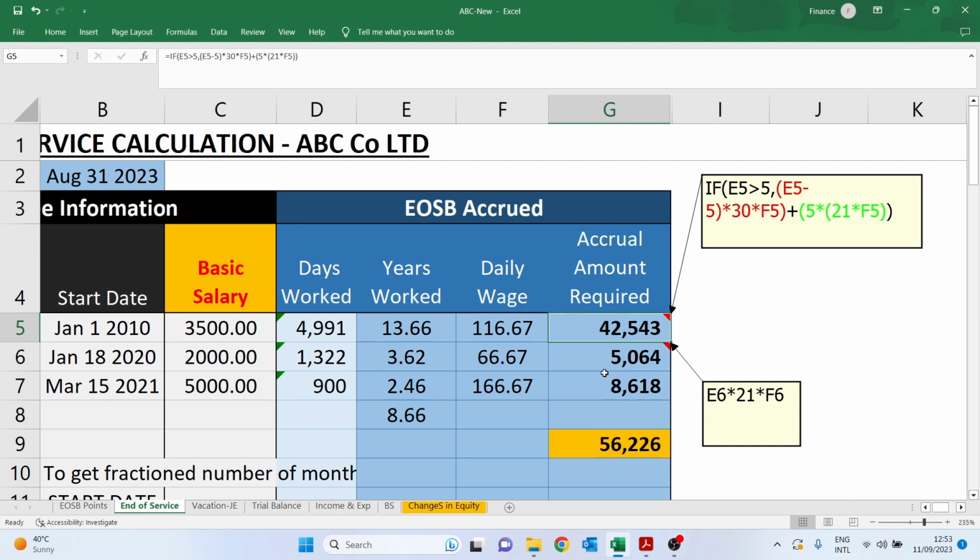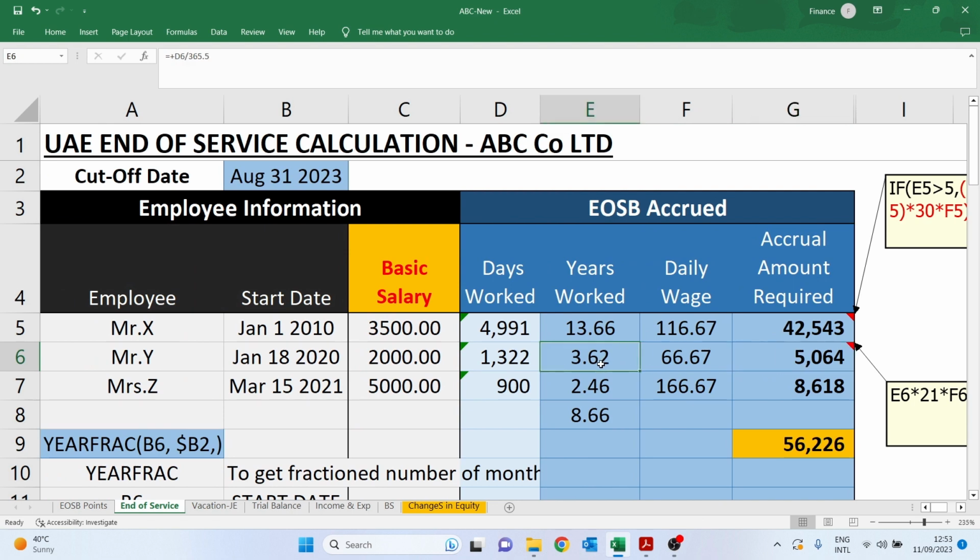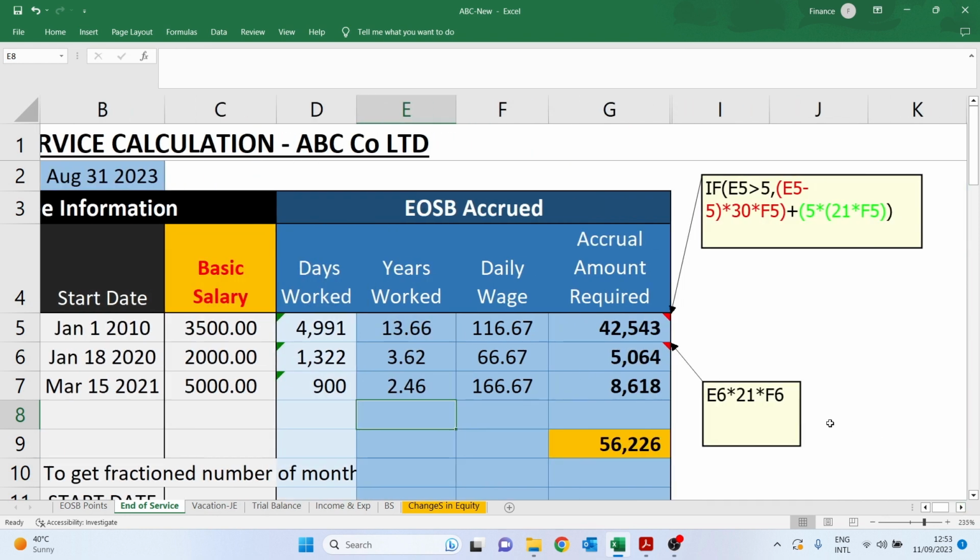And the second one, Mr. Y, has completed only 3.62 years, which is lower than 5, right? So that is very simple here. No need to calculate both sections. It's only E6, his years worked, into 21 days, because he worked below 5 years. 21 days into F6, his daily wage. So for 21 days he will get daily wage, for 3.62 years. His total will be 5064, and the same way for Z also.